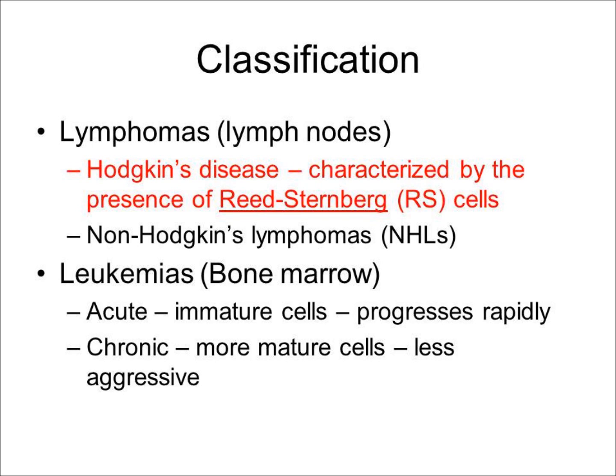Now, the defining feature of Hodgkin's disease is the presence of Reed-Sternberg cells, or RS cells for short. These are the malignant cells that are believed to be derived from the B lineage of lymphocytes that also give rise to antibody-secreting cells.